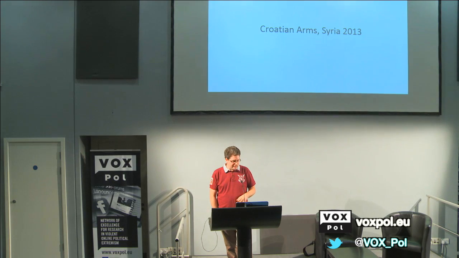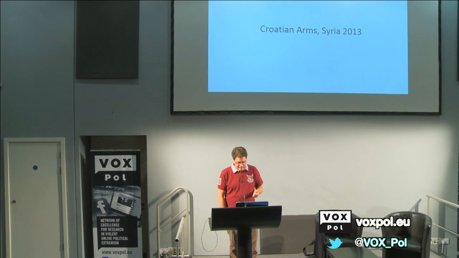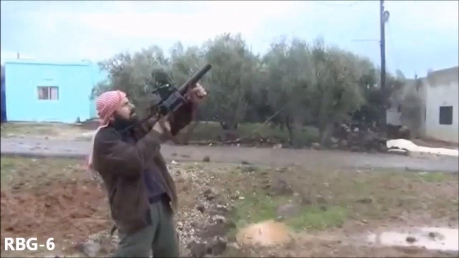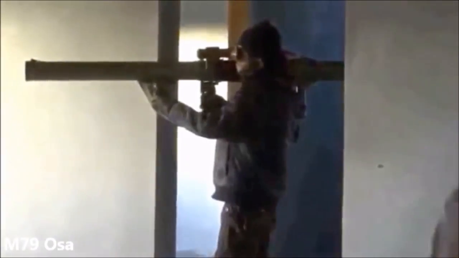So a story that I got quite well known for is the smuggling of Croatian weapons to the Syrian opposition. At the start of 2013, I'd spent about a year looking at all the videos coming from Syria. And there were new videos coming in that showed something completely new, and I'll just show you what they were.